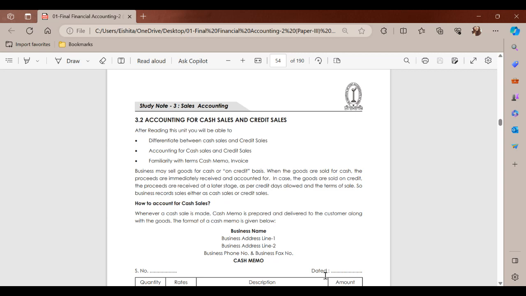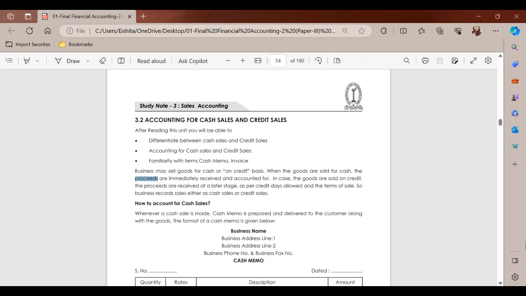Business may sell goods for cash or on credit basis. When the goods are sold for cash, the proceeds are immediately received and accounted for. In case the goods are sold on credit, the proceeds are received at a later stage as per the credit allowed and the terms of sale. So credit policy is the most important factor which the company will have.